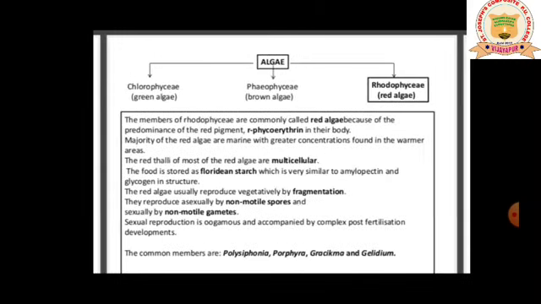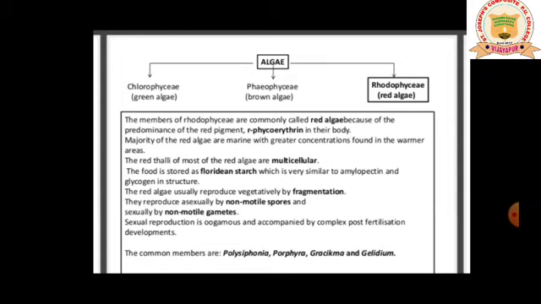Now coming to the rhodophyceae, commonly known as red algae, containing the pigments chlorophyll A and D, and along with A and D it contains phycoerythrin as a pigment which gives the red color to the red algae or rhodophyceae. The stored food material in the red algae is floridean starch. The cell wall is made up of cellulose, pectin and polysulfate esters. Flagella are absent in rhodophyceae. They are found in fresh water, brackish water, and salt water also.